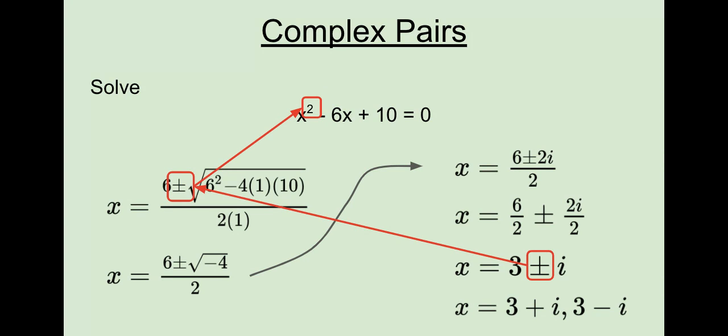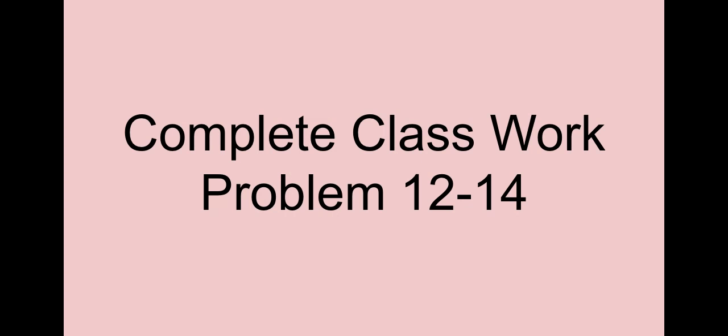Okay, so why do complex conjugates always come in pairs? Because remember, we're always solving even roots or even powers. The whole reason we came up with imaginary numbers is to find a number that when we square it, we get a negative. Well, when you take the square root of a square, you have to include plus or minus. So you will always get this plus or minus because we're solving even powers. All right, that's why we have complex conjugates and their pairs. It's actually the end of the video, so just stop this and do classwork problems 12 through 14.